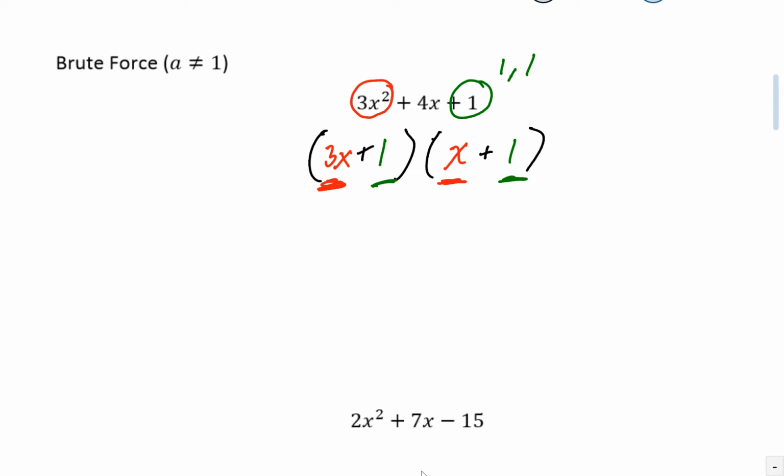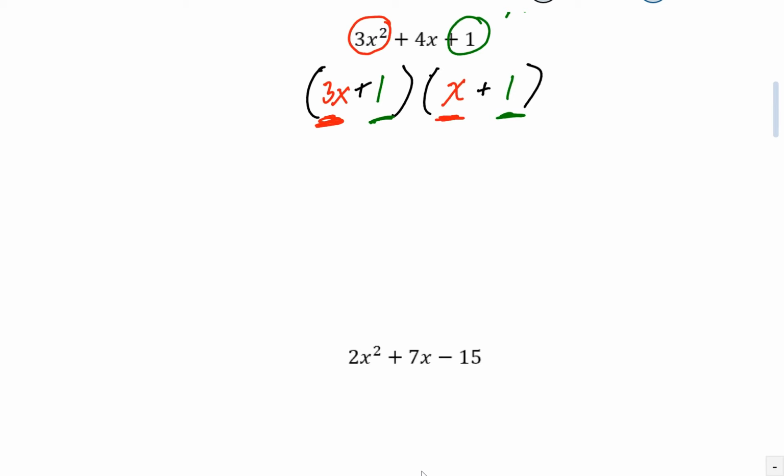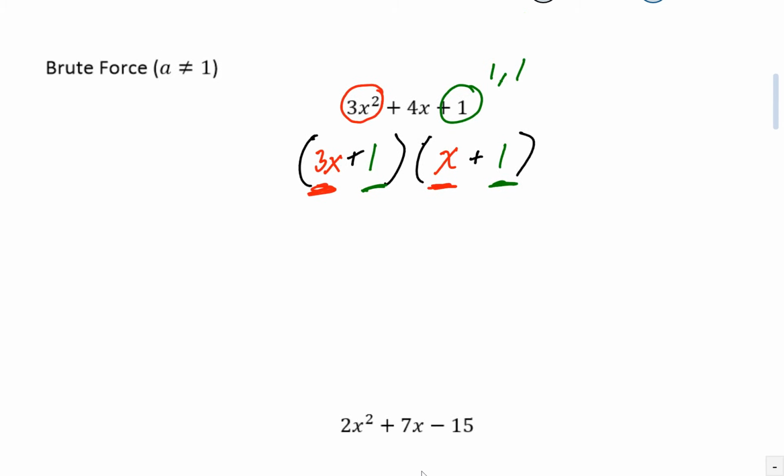Now this was an easy one. This one we knew, there's only one way to do this, because the 1 and the 1 and 3x and x. So this one was easier. Let's try one without just only one possibility. And also you could do a quick FOIL here.